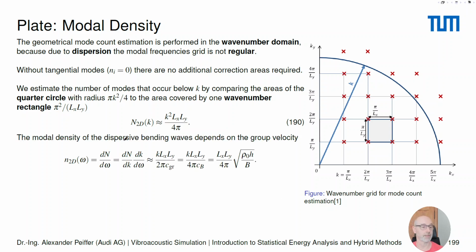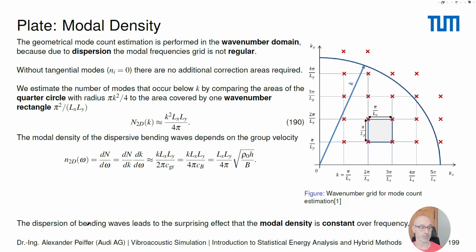From this, we can calculate the modal density by using the derivative of this. And if you go through the details of all the steps, we get a quite surprising result. Due to the dispersion of the bending waves, the modal density is constant over frequency. So it's everywhere the same. However, one thing you have to keep in mind, this is only valid for the Kirchhoff approximation, which is a very simple one. It would be slightly different if we talk about more precise plate equations, but for the Kirchhoff approximation and for many thin plates, this expression is true. The modal density is constant over frequency.